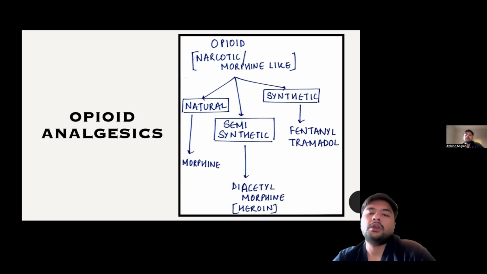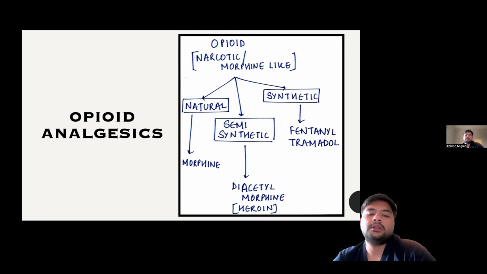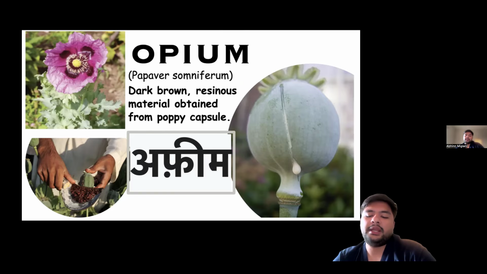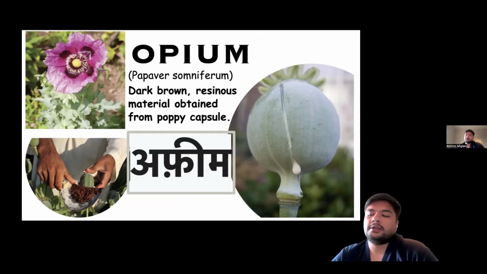So opioid analgesics, as discussed earlier, are natural, semi-synthetic, and synthetic. Natural ones include morphine, semi-synthetic ones include diacetyl morphine, and synthetic ones include fentanyl and tramadol. Opium. These opioid analgesics are mainly produced from opium, as we can see here. It's written in Hindi as afim. It's from the plant Papaver somniferum, a dark brown resinous material obtained from the poppy capsule.